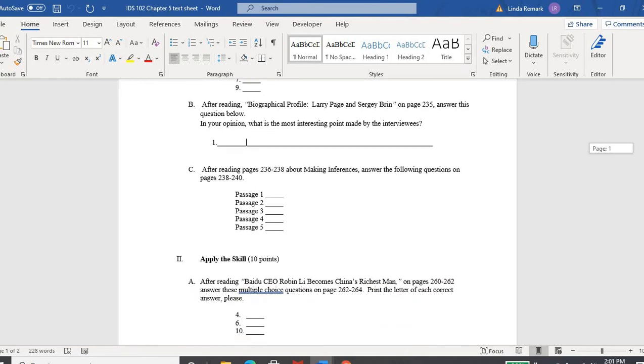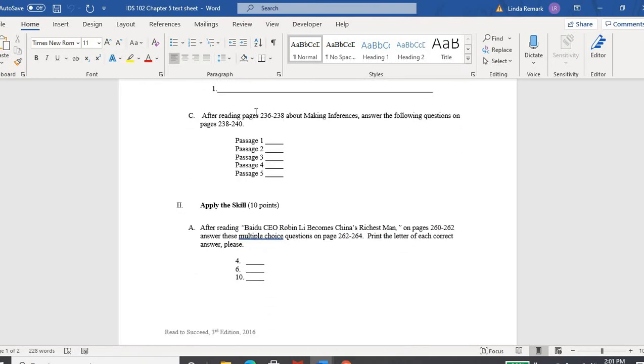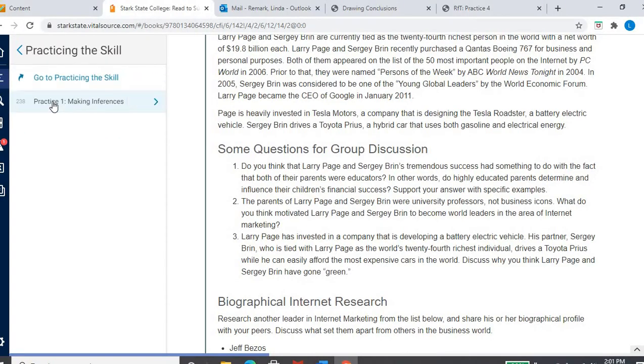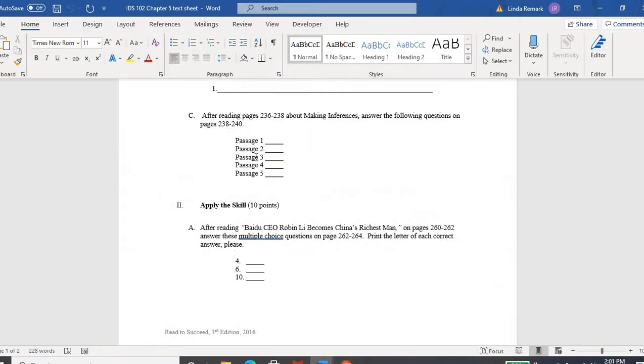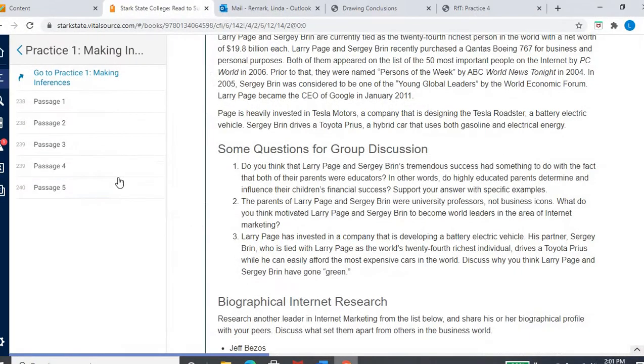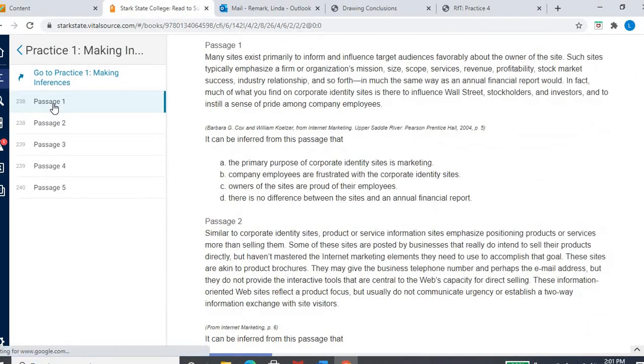All right, moving along, part C. After you're comfortable about the concept of making inferences, we're going to answer the questions on pages 238 to 240. So let me pull that back up. You can see right here. And here's all the passages. We're answering all of these. 238 to 240, you can see we're answering passage 1, 2, 3, 4, and 5. So let's take a look at passage 1. It goes all the way down there. All right. Let's take a look.